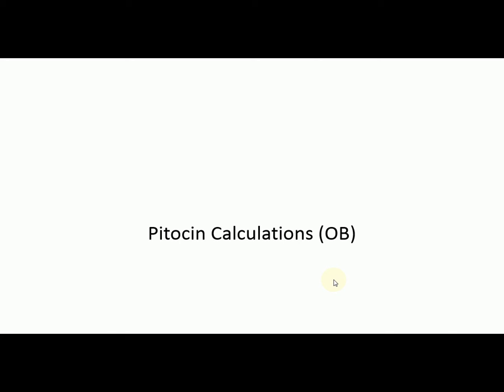So Pitocin calculations. Well, what is Pitocin? Pitocin is a hormone. It's a synthetic hormone that mimics oxytocin that's produced in a woman's body, especially during pregnancy. Pitocin is responsible for uterine contractions. So it causes contractions of smooth muscles. It also helps with your milk letdown during breastfeeding.